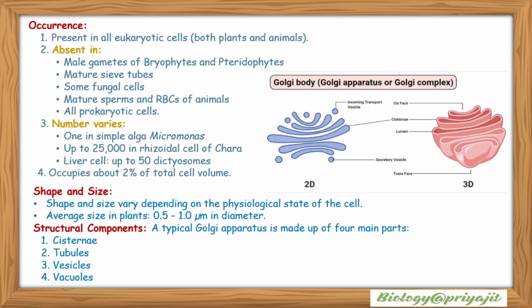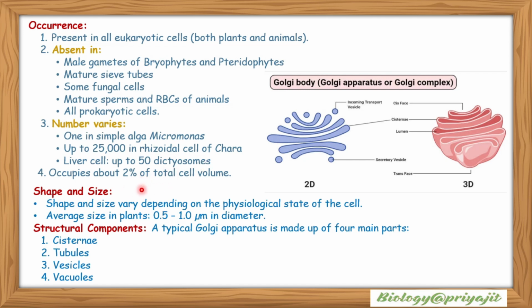Occurrence: the Golgi complex is present in all eukaryotic cells, both plant and animal cells, but it is absent in male gametes of bryophytes and pteridophytes, mature sieve tubes, some fungal cells, mature sperms and RBCs of animals, and in all prokaryotic cells. Their number varies, usually one in simple algae like Micromonas and up to 25,000 in rhizoid cells of Chara. A liver cell has up to 50 dictyosomes. They occupy about 2% of total cell volume.